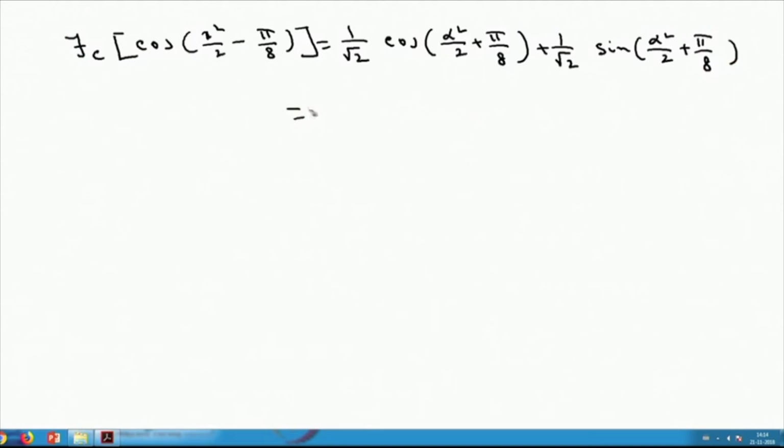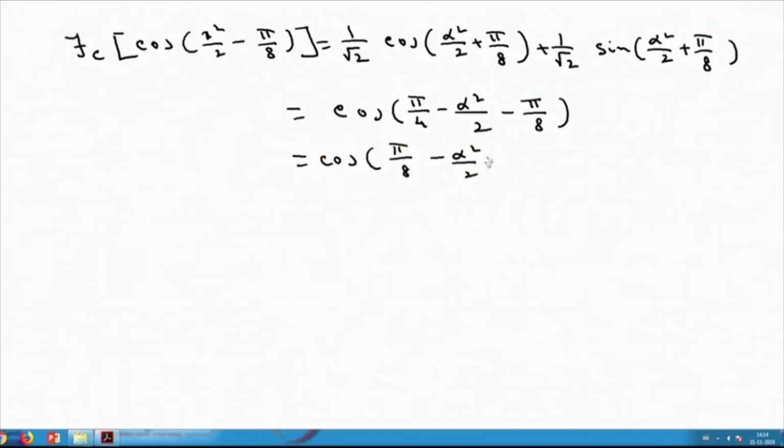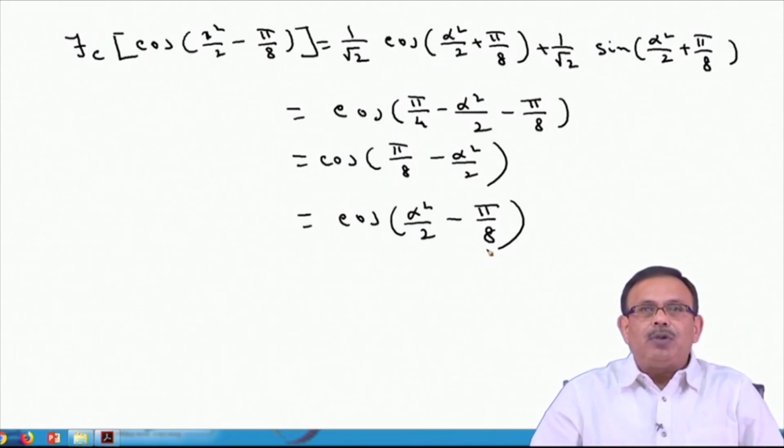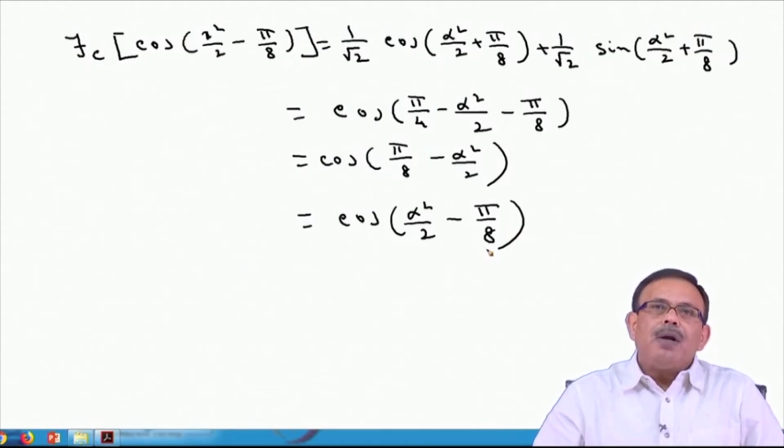And this I can write again in terms of the trigonometric cos A cos B form. So, cos of pi by 4 minus alpha square by 2 minus pi by 8, which is nothing but cos of pi by 8 minus alpha square by 2, and using cos of minus theta equals cos theta, this again I can write as cos of alpha square by 2 minus pi by 8. So I obtain that the Fourier cosine transform of cos of x square by 2 minus pi by 8 equals the function itself, which is self reciprocal.